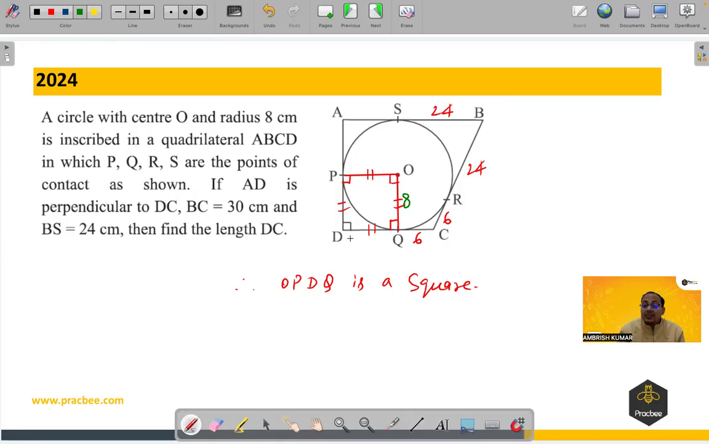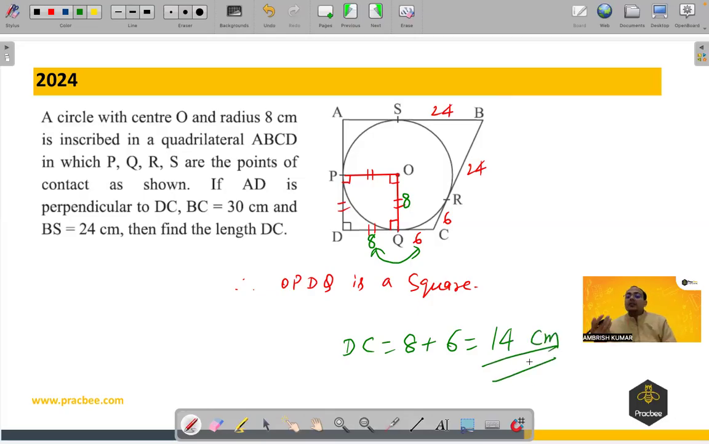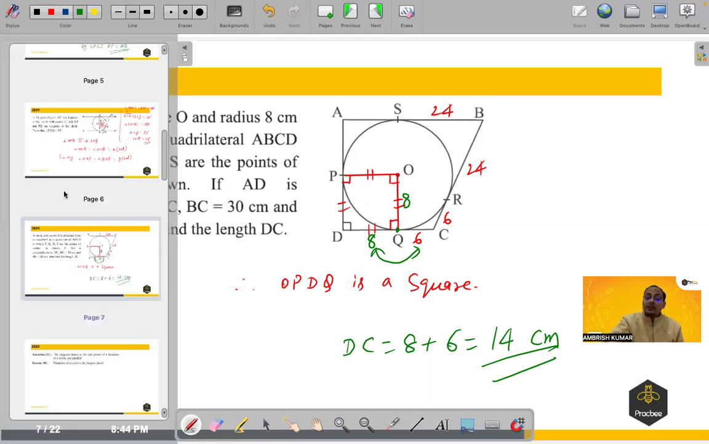So all the sides are equal. So DQ is again going to be 8. So look, this 8 plus this 6. So 8 plus 6, so DC is your 8 plus 6. That is going to be 14 centimeter. That's it. So look, quite easy. Once you prove that it is a square, the radius OQ equals DQ. That's it. This question was again asked in 2024 itself, right?